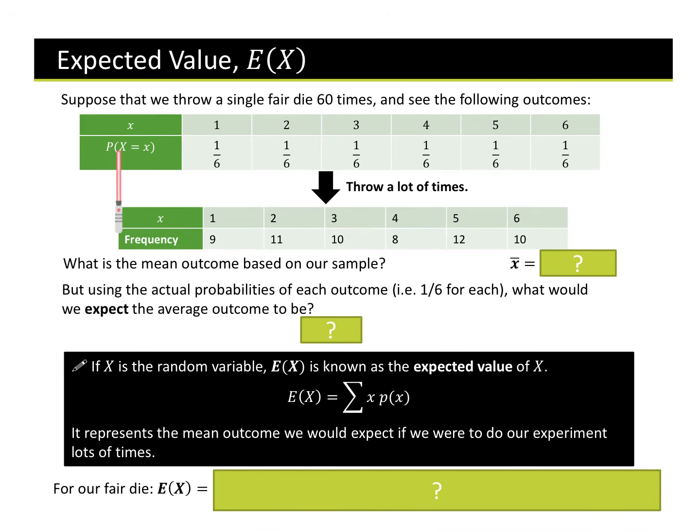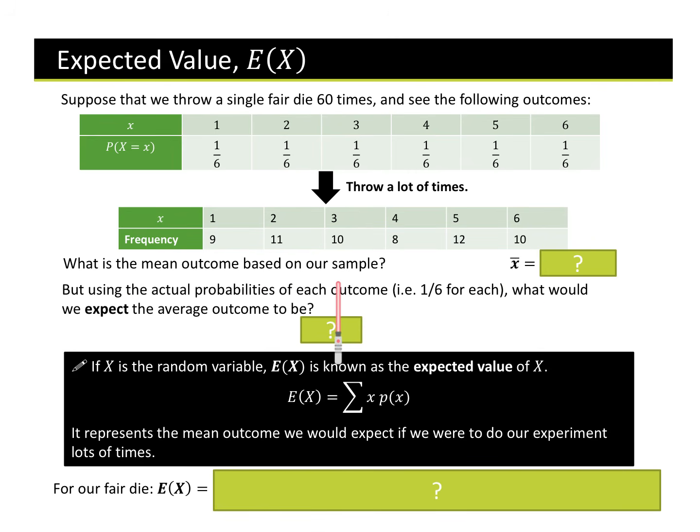We know the probability of the outcome of X. How many chances are there of getting a 1? 1 out of 6. How many chances are there of getting 2? 1 out of 6. This is the kind of probability distribution here. But when we started throwing it, what happened? We got 9 1s, 11 2s, 10 3s, 8 4s, 12 5s, and 10 6s.